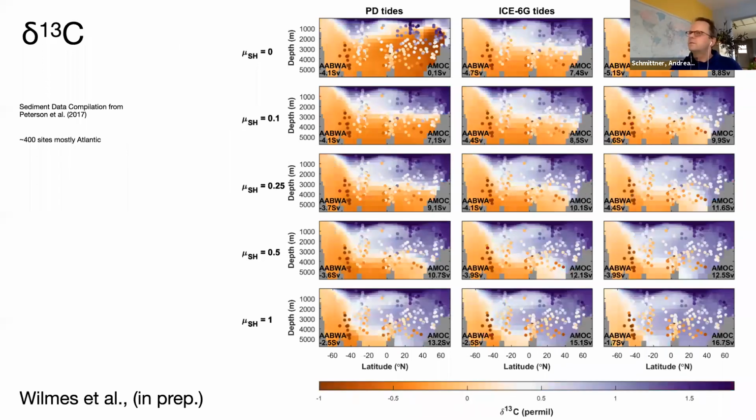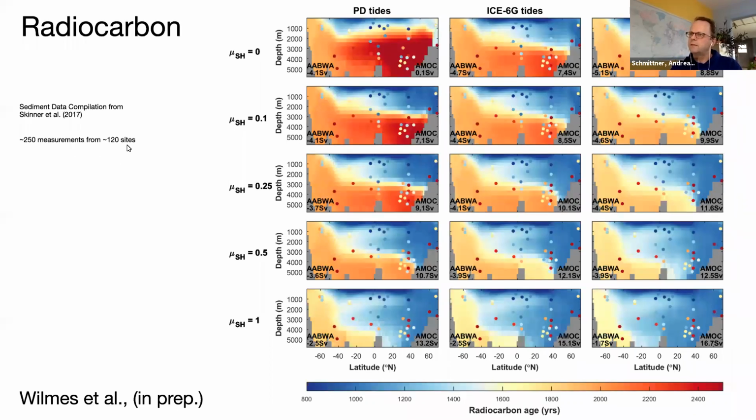But just here, the other proxy that we're using, the C13, so that's the stable carbon isotopes. And you can see there is much more data. So here we have 400 sites, mostly in the Atlantic, whereas for radiocarbon, we have only around 120 sites, and they are quite evenly distributed between the Pacific and the Atlantic.